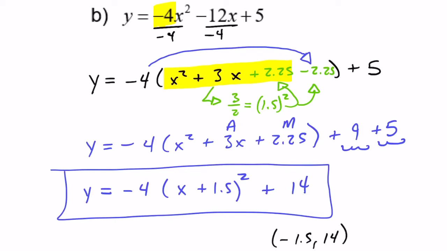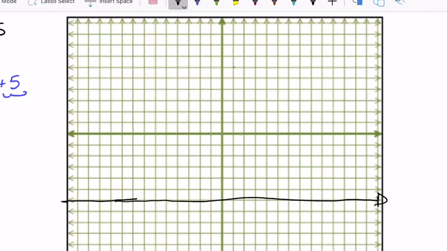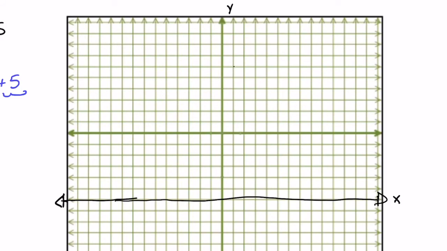And we can try and sketch this thing, although the 14 seems pretty high, so I'm going to lower the x-axis some on this. Okay, to get 14 to fit, I'm going to drop the x-axis down about there, okay, and then the vertex is at negative 1.5, 14, so it's 1.5 to the left and then 14 up. 1, 2, 3, 4, 5, 6, 7, 8, 9, 10, 11, 12, 13, 14.